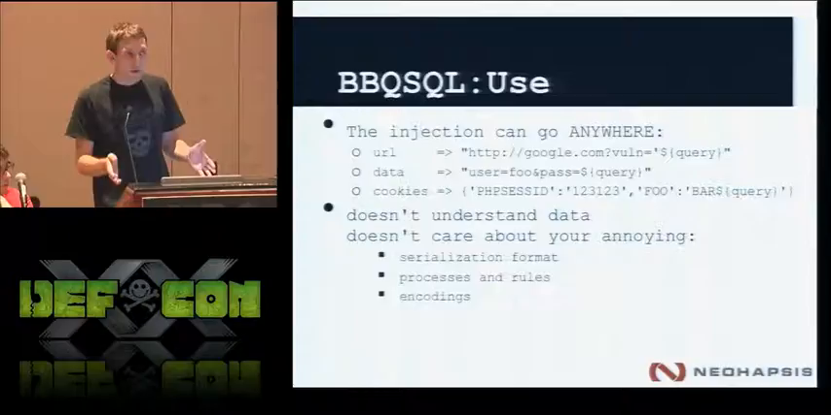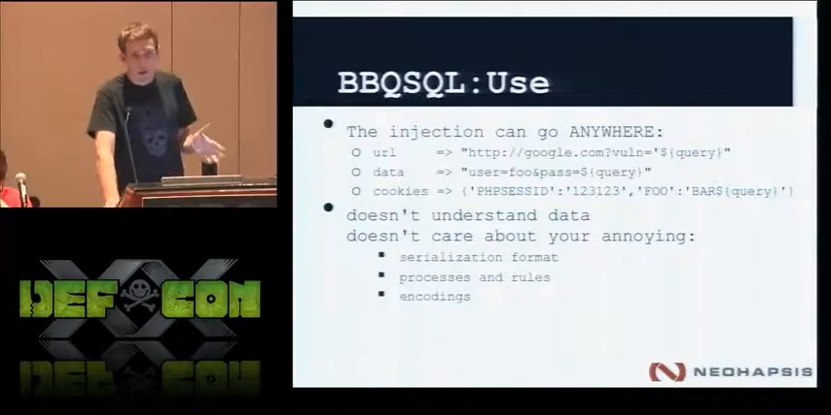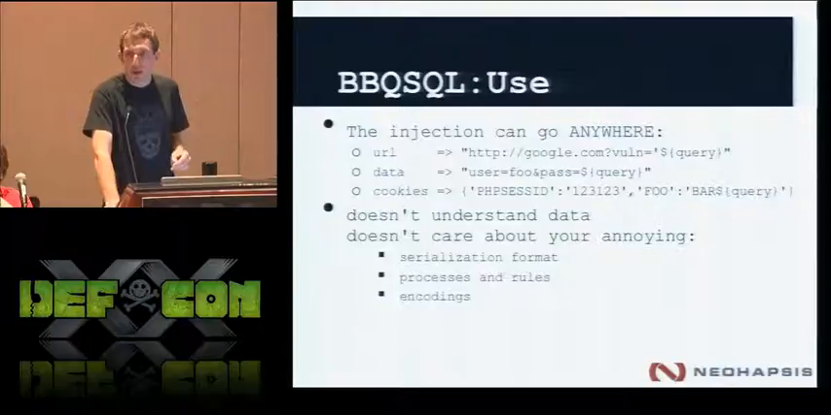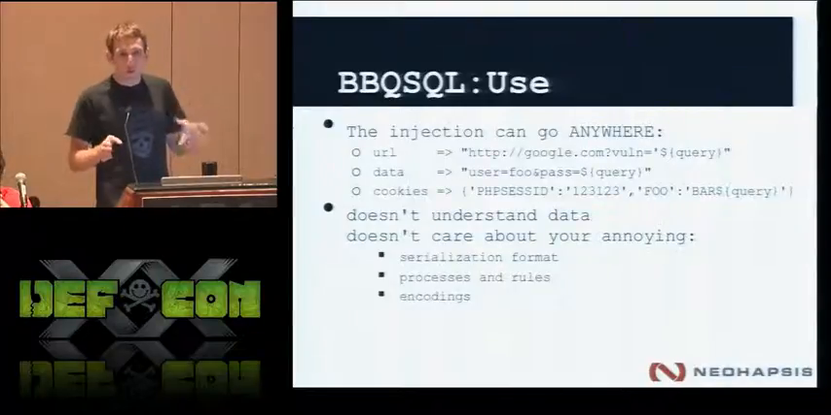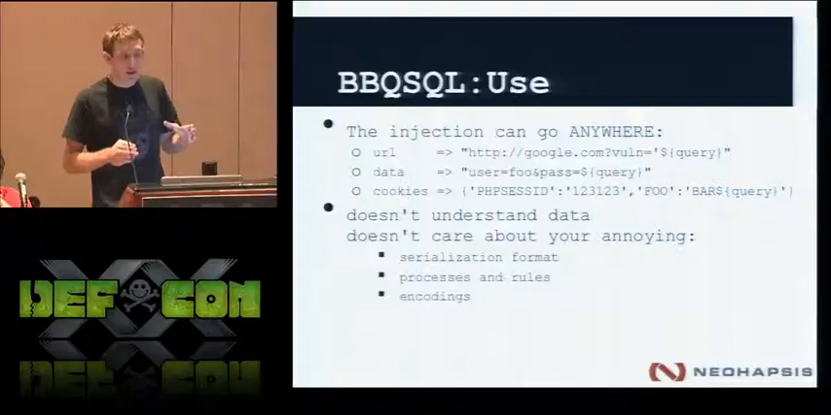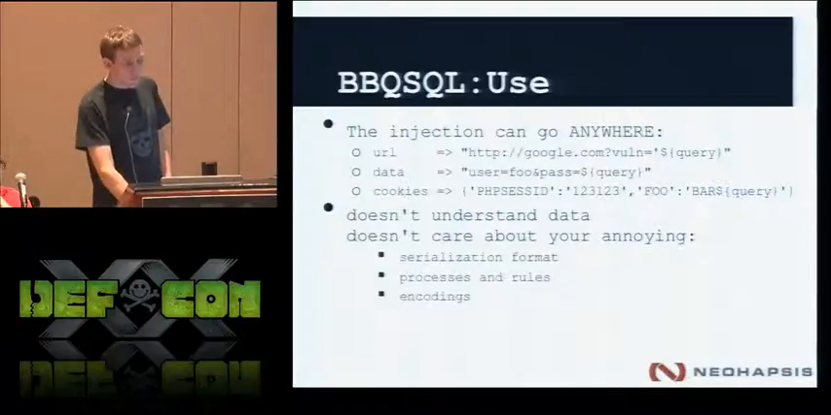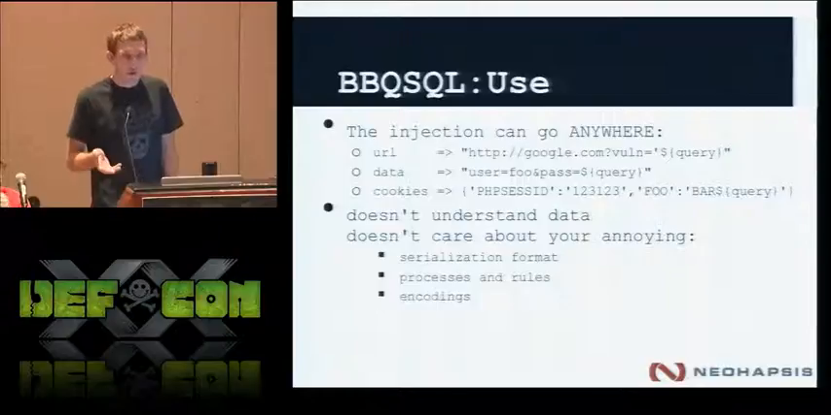But yeah, the benefit of making you specify where the vulnerability is, is that the tool doesn't have to understand your data. You can be doing some totally bizarre serialization format, anything you want. The tool doesn't care. The tool just wants to know what your request looks like and where it needs to inject. So if there's some weird process that you have to go through to make the request work, it doesn't care about that. Encodings, it doesn't care.